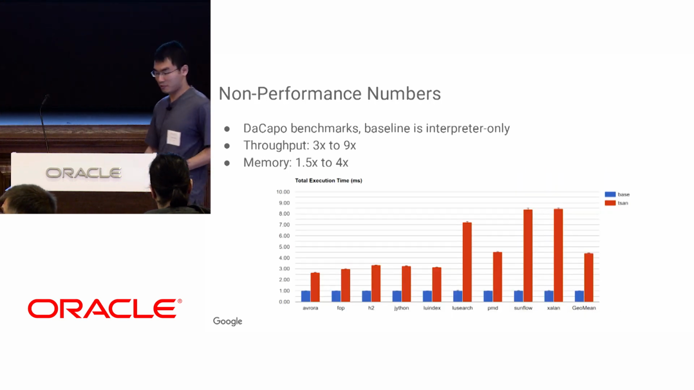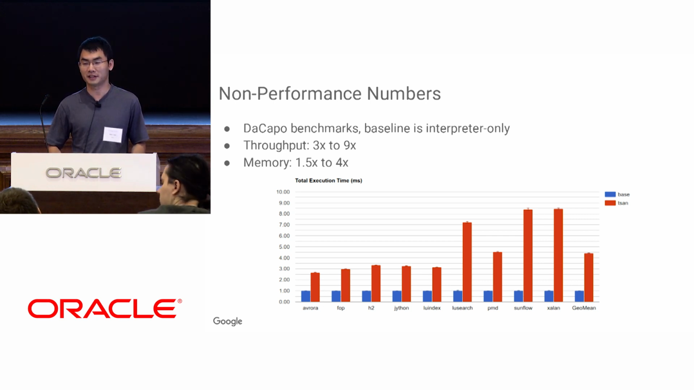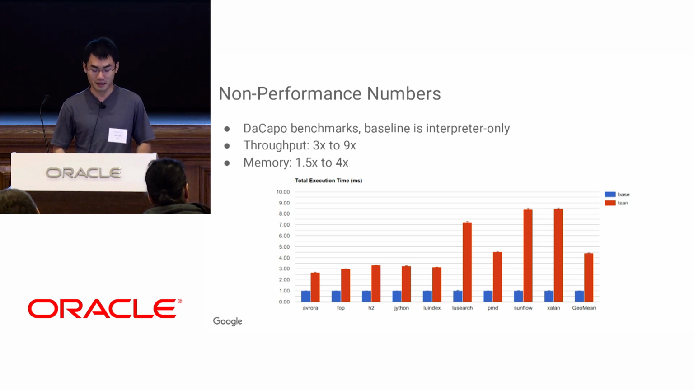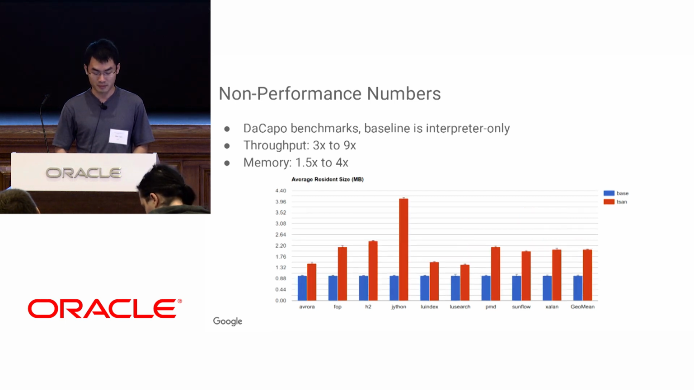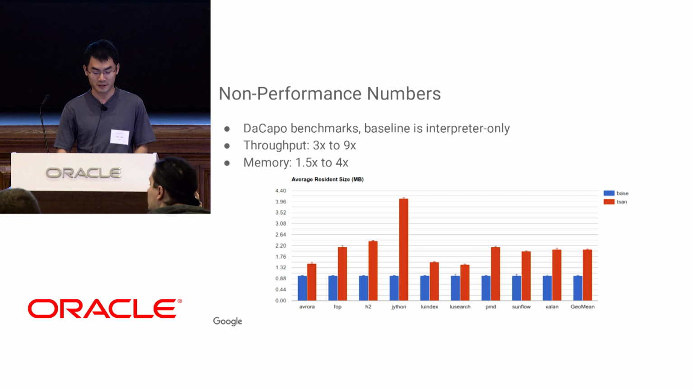Before talking about the actual performance numbers, the disclaimer is that Tsan is completely not optimized for performance, and it was never designed to be run in production. It's a pure diagnostic tool that you run during test. So we ran a couple of benchmarks, and the baseline for the performance is interpreter only. Tsan incurs about a 3 to 9 times execution time slowdown, and the memory overhead is about 1.5x to 4x. So that's the basic idea of why it's very slow and not suitable for production.